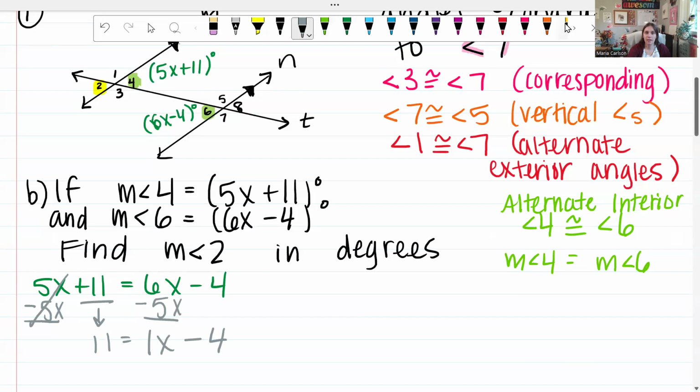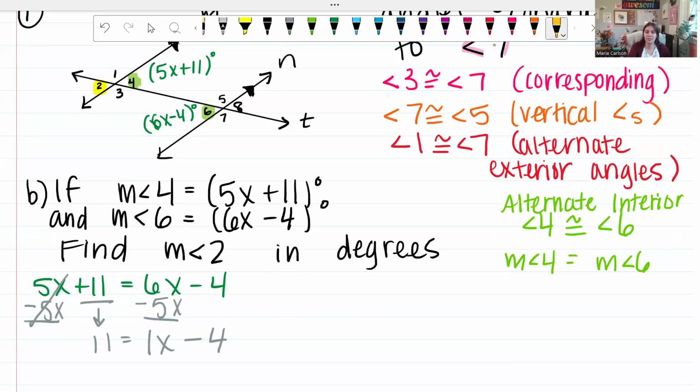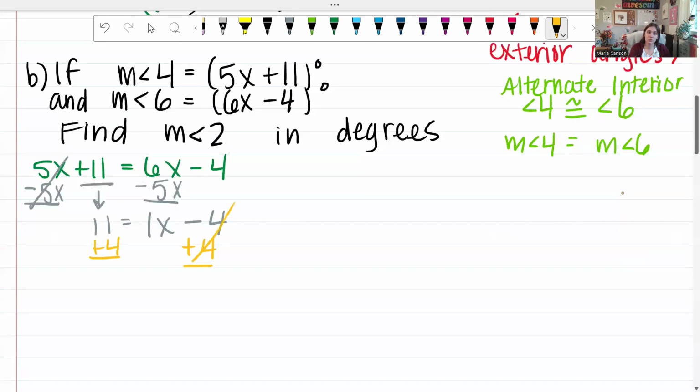And then I can continue to get x all by itself by adding 4 to both sides. So that way our 4s will cancel on the right. And 11 plus 4 is 15, equal to 1x. So x then is 15.